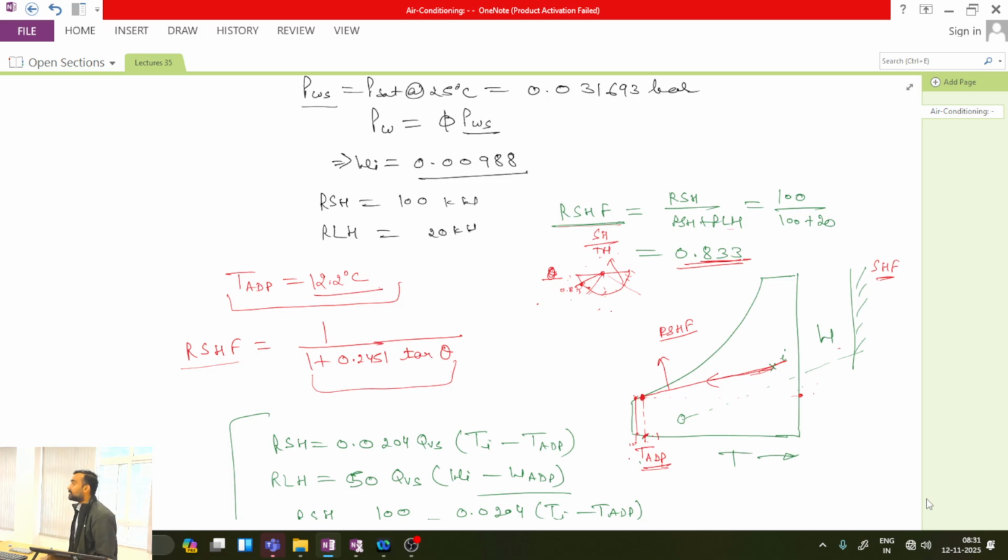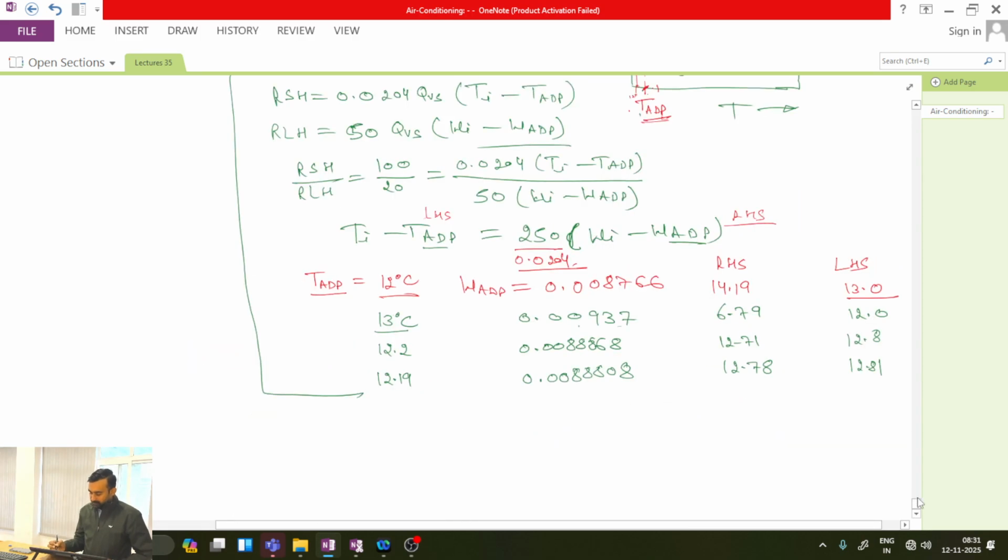Now it is given in the first part, I need to calculate what should be the minimum flow rate of the air. How can we calculate the minimum volumetric flow rate of the recirculated air? Please tell me. T_ADP. Yes. See, when my flow is as low as possible, then the entire air will come in contact with the cooling coil, and when it comes in contact with the cooling coil, then the supply temperature of air will become equal to that of the ADP temperature. Is this point clear?